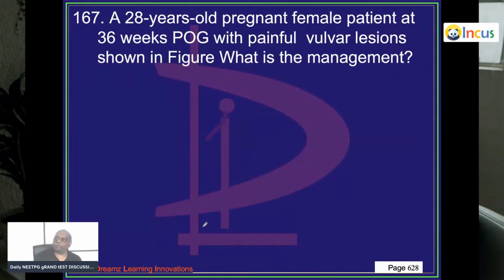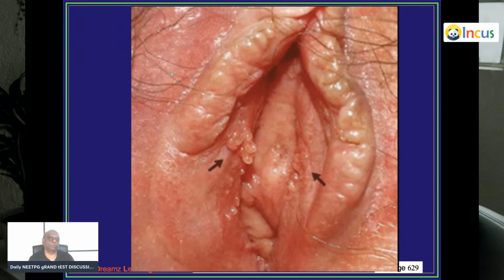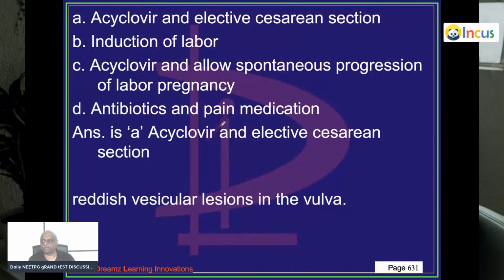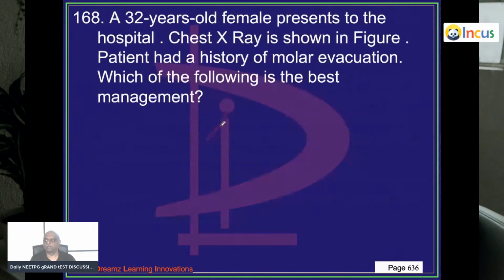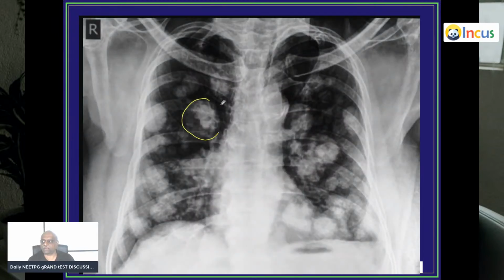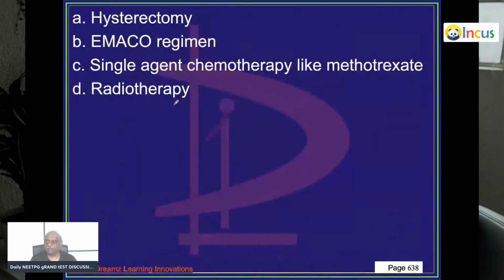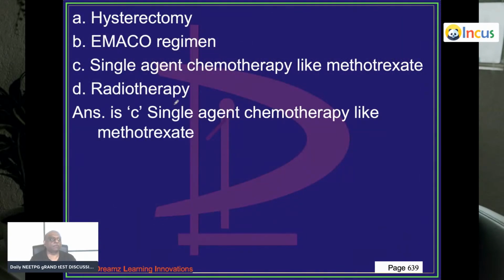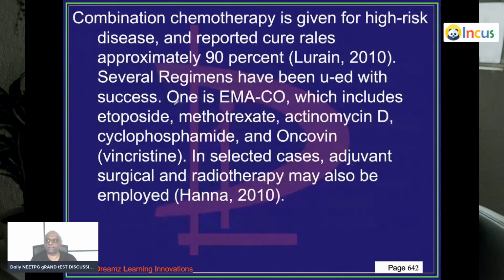Now 28-year-old, 36 weeks, painful vulvar lesion which is being shown to you. So what is this? Vesicular lesion, which is herpes. So acyclovir, elective Caesarean. 32-year-old presented, chest X-ray is being shown to you. What are they called? Cannonball metastasis, which is seen in choriocarcinoma. So that is the reason for single agent chemotherapy like methotrexate.